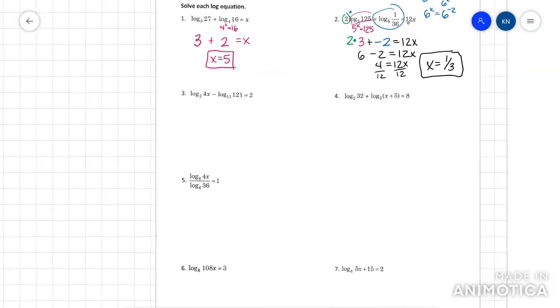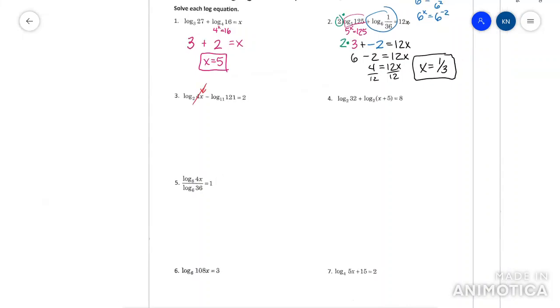Okay, moving right along. Now, if you see a log with the letter x in it, you can't evaluate it. So you kind of just leave it alone for a second. You can evaluate this one though. This one would be like 11 to what power makes 121? Well, that's squared, 11 squared. So this one's 2. So really what you have is log base 2 of 4x minus 2 equals 2. All right, now, if you have this x in your log here, you're going to want to try to isolate this log on one side of the equation. So what I mean by that is move this minus 2.